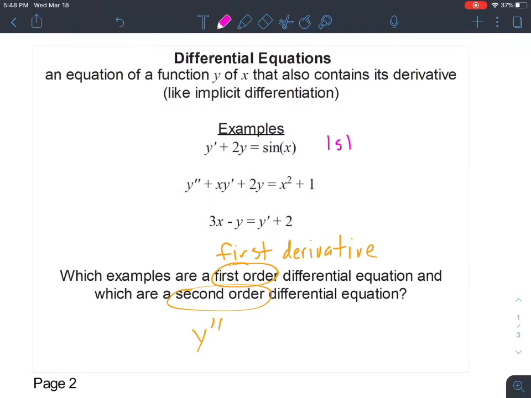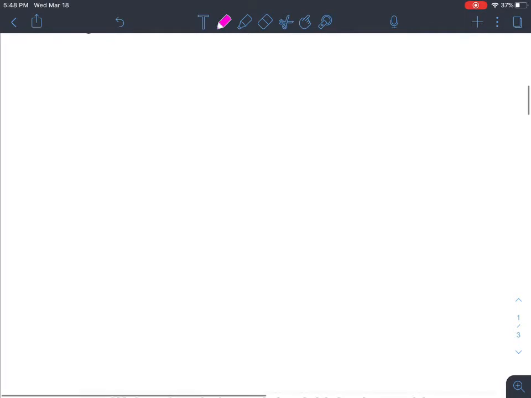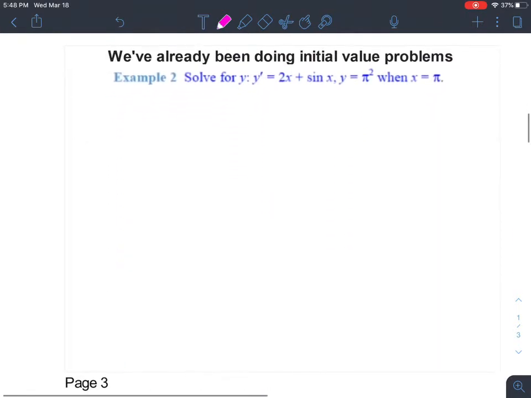So that means then that if we label these three that we have, the top was a first order, the middle one is a second, and then the bottom is also going to be a first order, because in the first one we have y prime, in the middle one we have y double prime, and in the last one we have y prime.